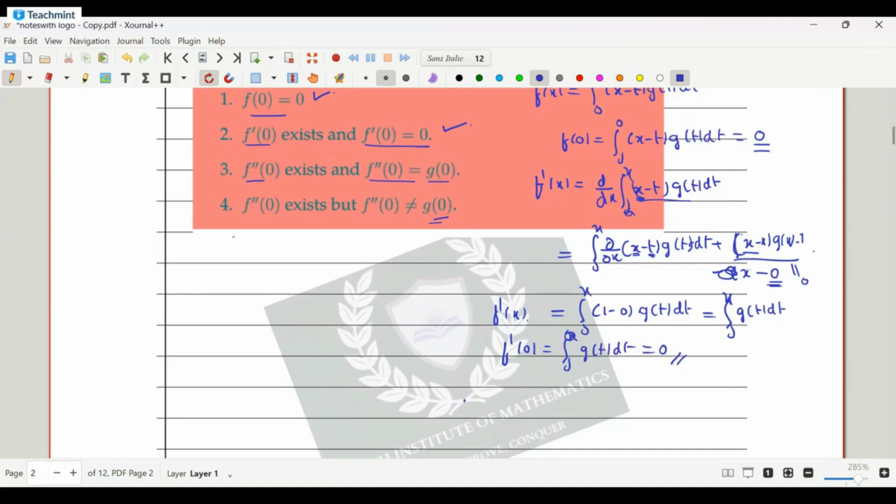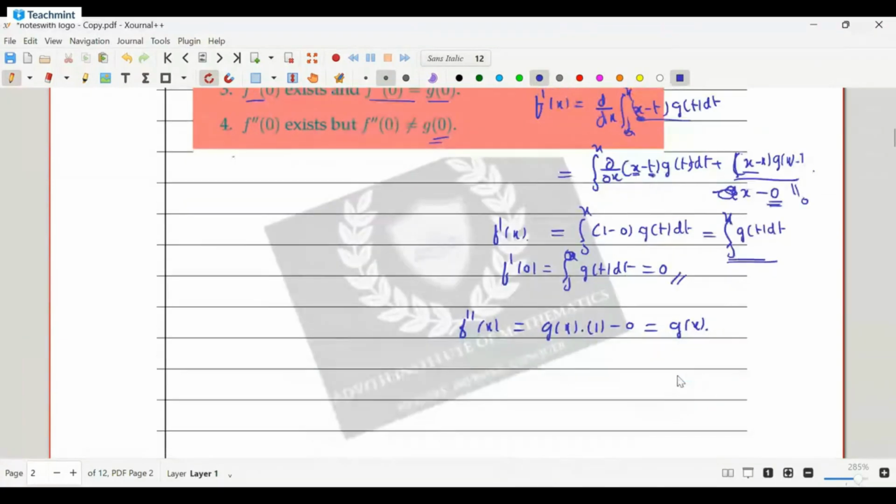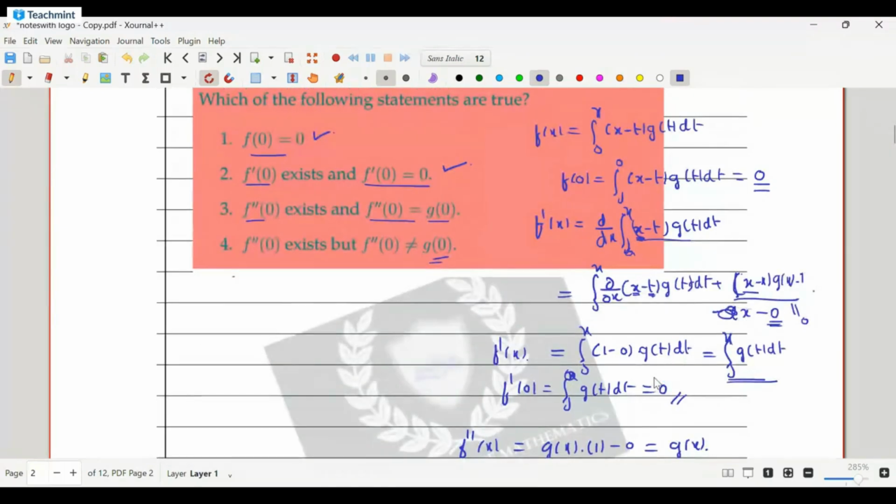Now find f''(x) equal to differentiation of this one, sir, అంటే g(x) into derivative of x, which is 1 minus 0, sir, which is equal to g(x). So f''(x) equal to g(x) and substitute x equal to 0, f''(0) equal to g(0), sir. So therefore statement 3 is also true. So f''(0) is not equal to g(0) అన్నాడు. So statement 4 is false అండి. So options 1, 2, 3 are true.